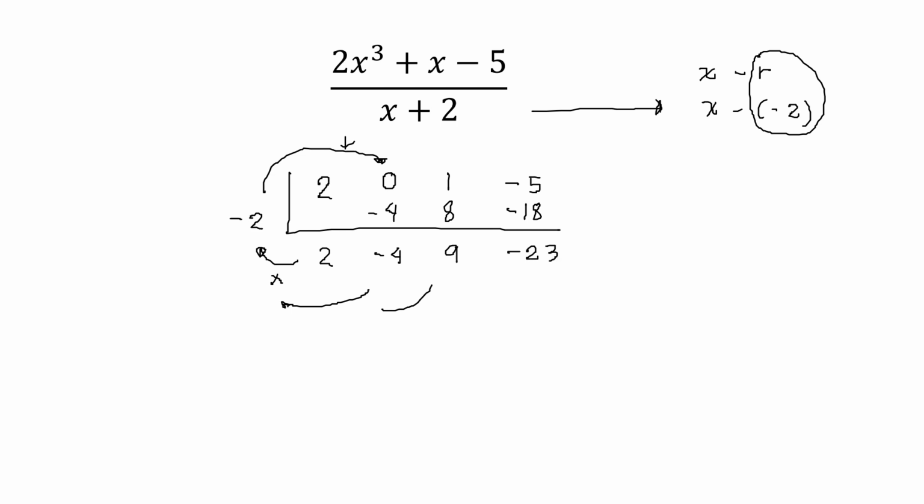Now these are the coefficients of our quotient, but the degree must be lower than the first term of our dividend. So that would give us 2x squared minus 4x plus 9, remainder negative 23. I hope you got the same answer.